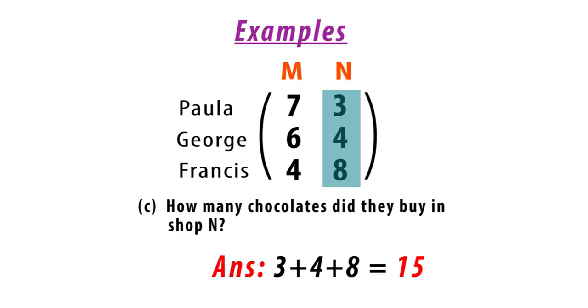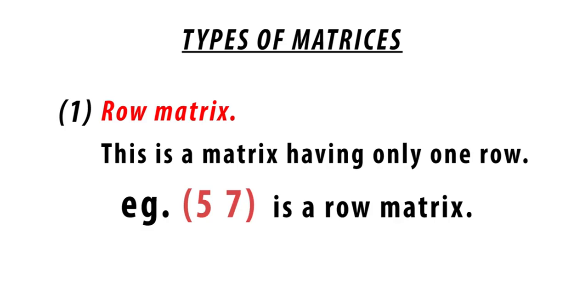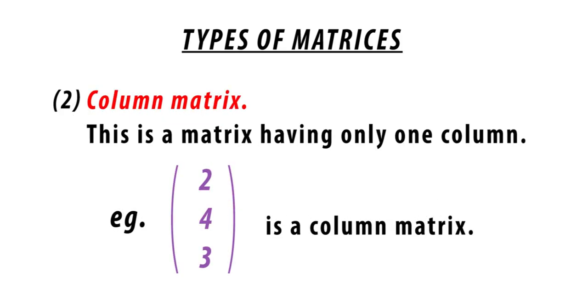Good. Now let us look at the types of matrices. Some types of matrices are: 1. A row matrix. A row matrix is a matrix having only one row. Example, the matrix 5, 7 is a row matrix. Another type is the column matrix. This is a matrix having only one column. That is, the matrix 3, 4, 2 is a column matrix.